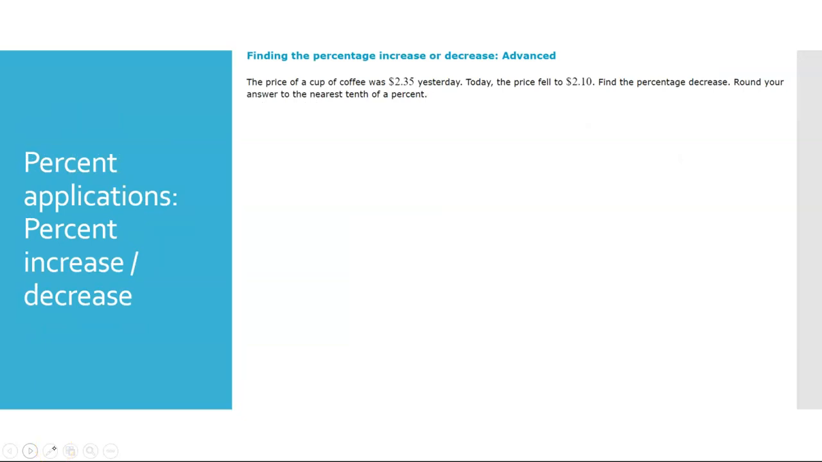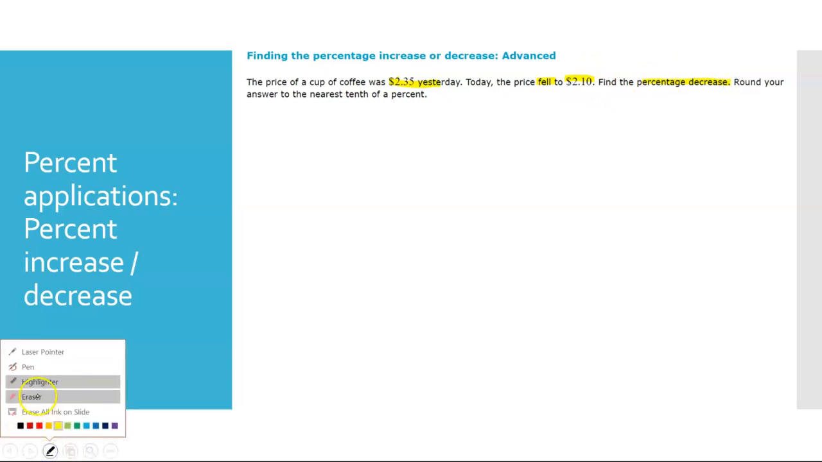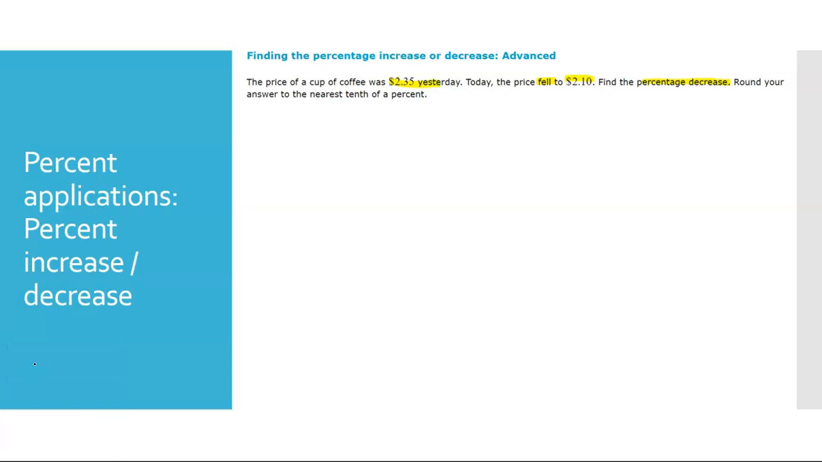This is another percent increase or decrease problem. So it says the price of a cup of coffee was $2.35 yesterday, and today the price fell to $2.10. We want to find the percentage of that decrease, which means our amount is going to be tied to the change. We're trying to find the percentage of the decrease, not the percentage of the original amount. So to find the change, I want to take the difference between these two numbers. Remember that $2.35 is the base. And the difference in these two of 25 cents, that's the amount.